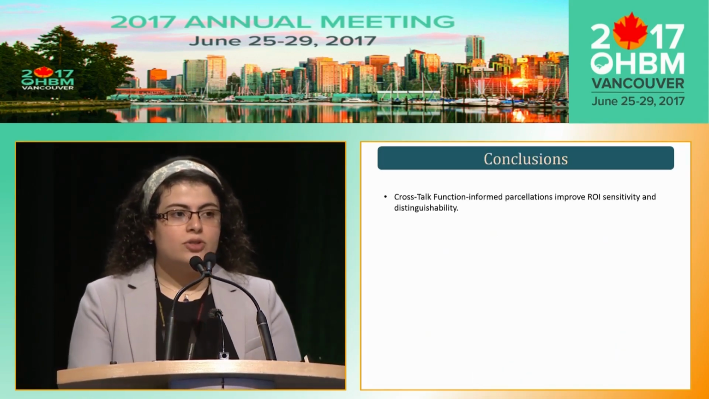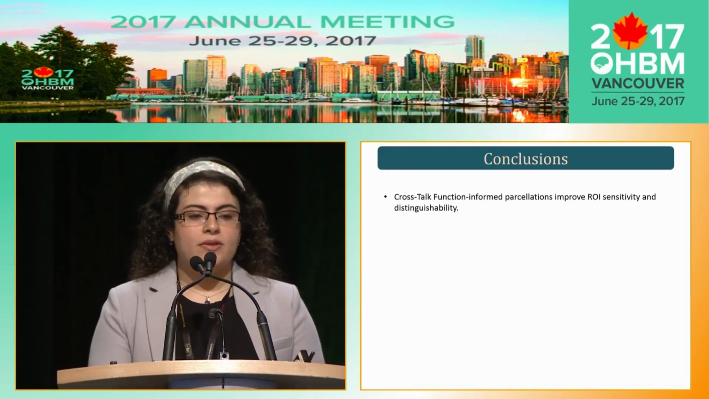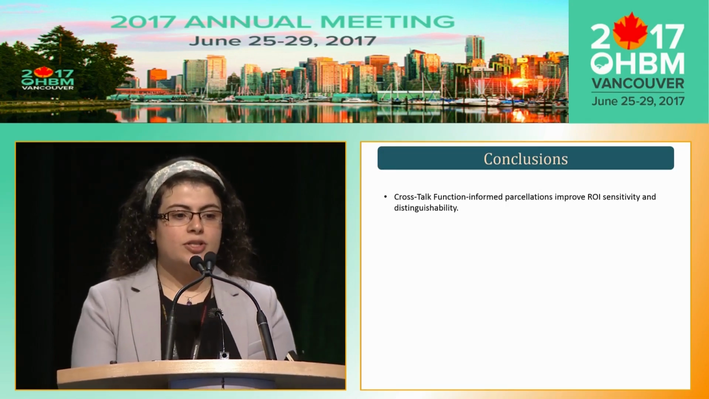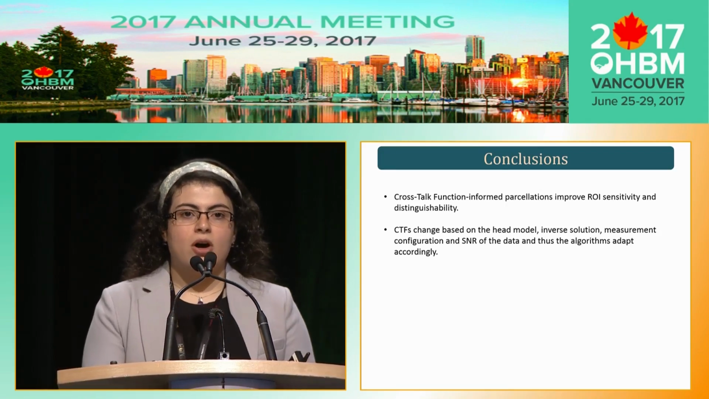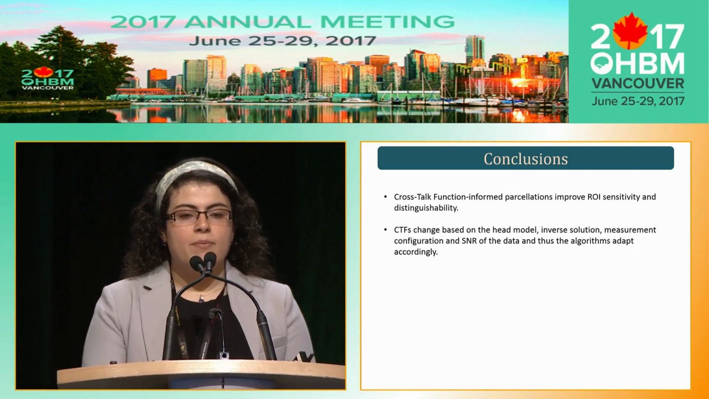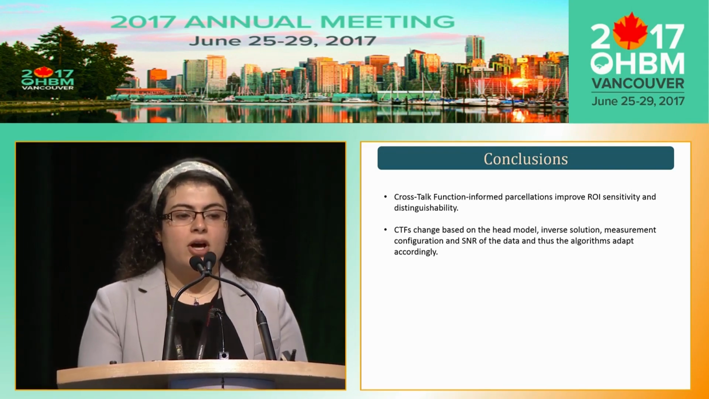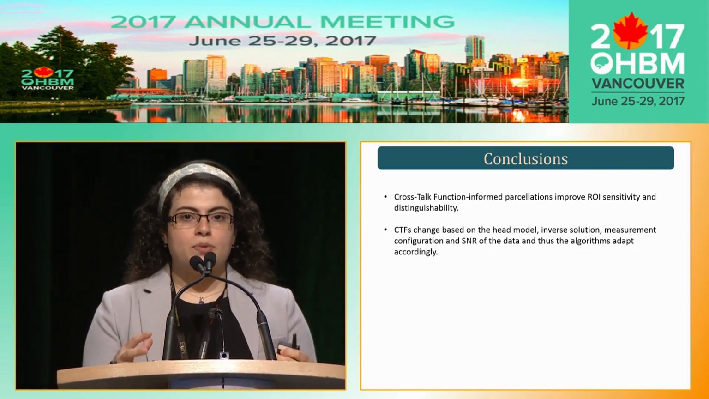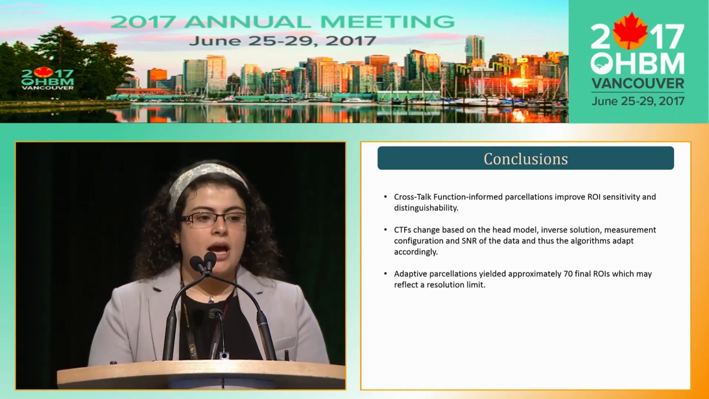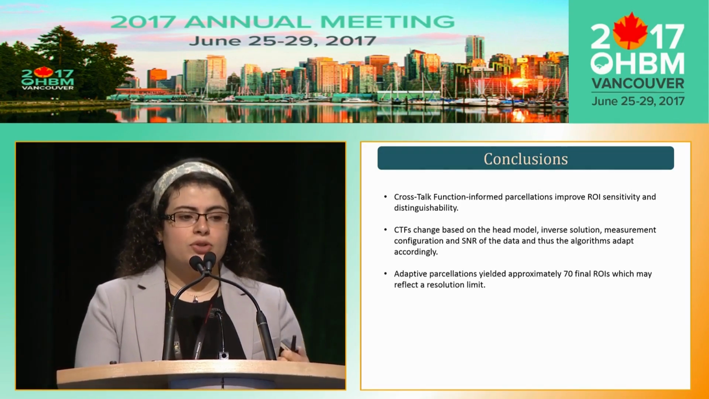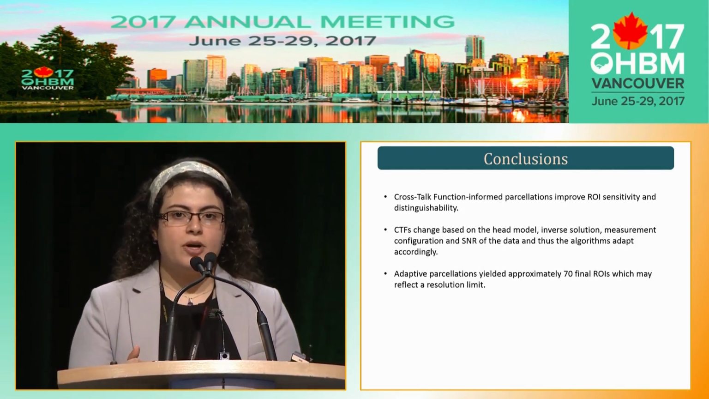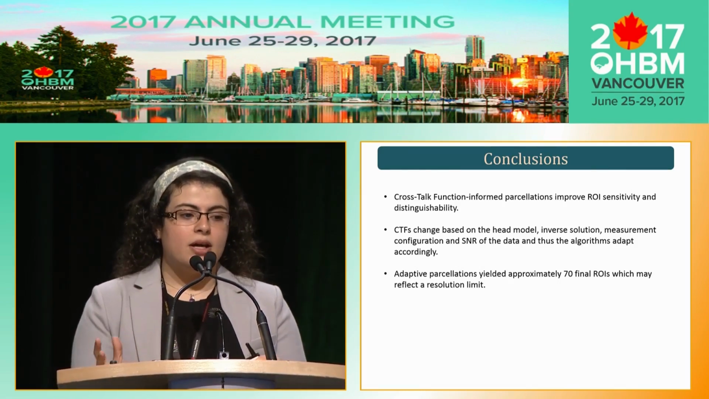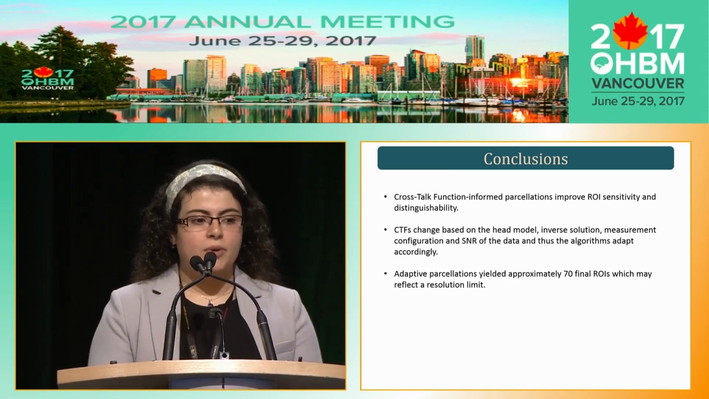Right, so to conclude, I showed that the CTF-informed parcellations improve the sensitivity and distinguishability of the RIs, and because CTFs are based on the head model, inverse solution, measurement configuration, and SNR of the data, the parcellations would adapt to each data set and method. We also showed that even though we had very different starting points, the final adaptive parcellations both ended up with 70 highly overlapping RIs.